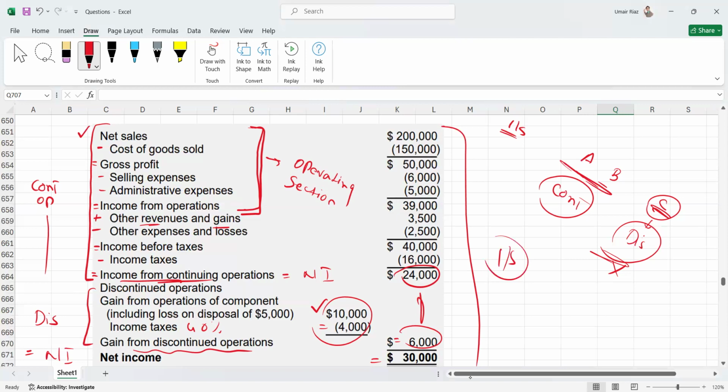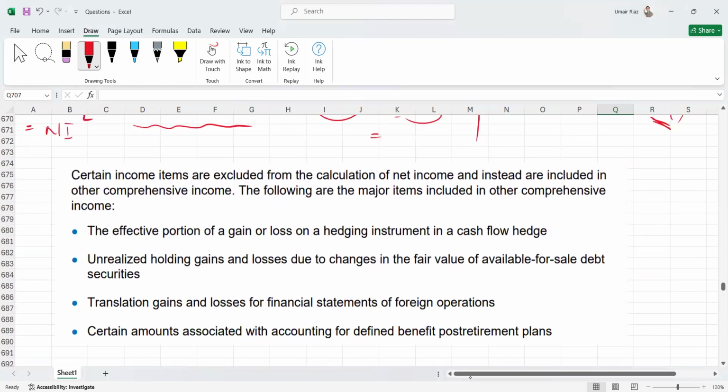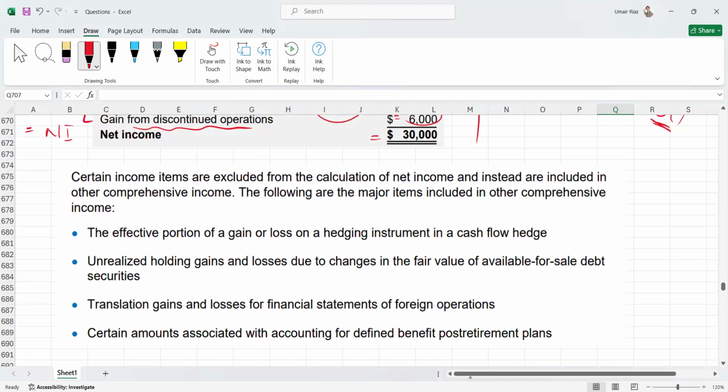Okay, so what I was telling you: your comprehensive income always equals net income. This is how you calculate net income. Then we add other comprehensive income. Please remember, in OCI, usually under US GAAP, we have four items. Which four items are there? I'm not going to explain in detail. I'll just highlight the points.